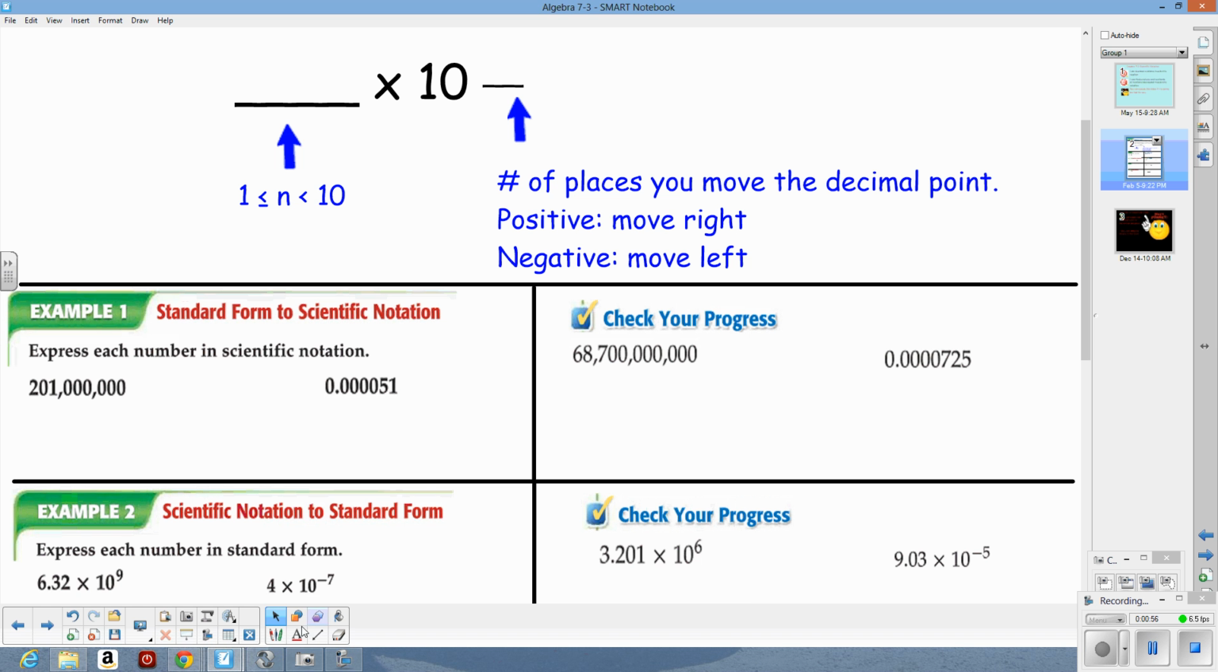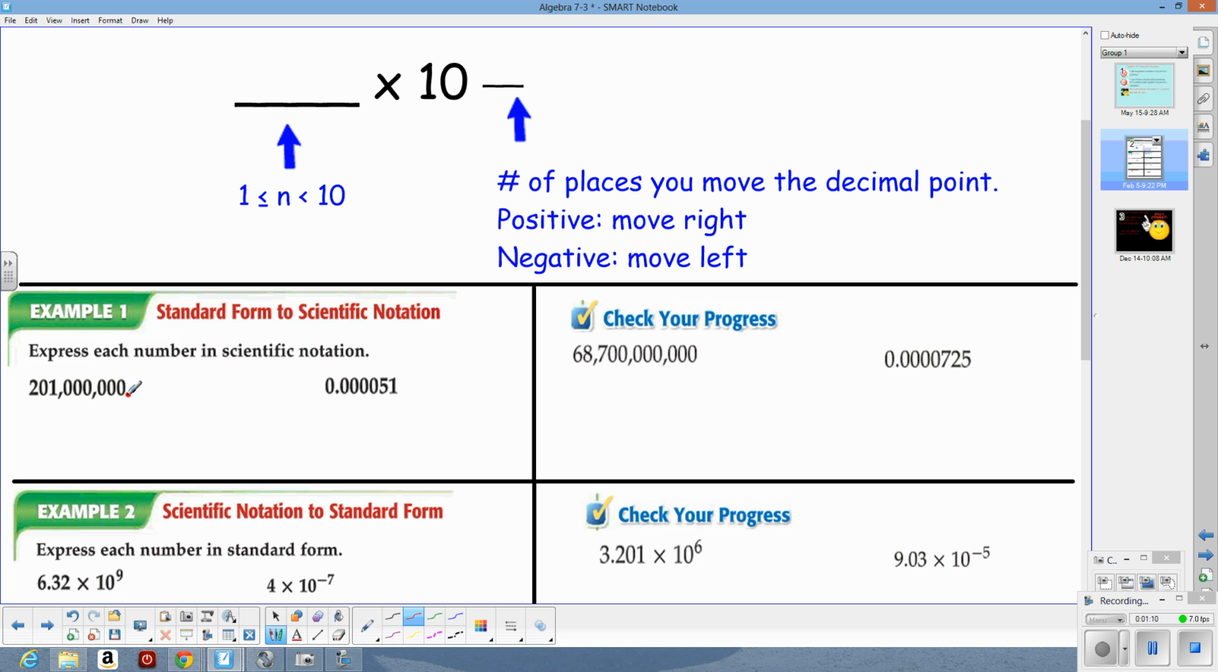In the first example, it says to express each number in scientific notation. So right now in this number, 201 million, the decimal point, if it's not written in the problem, is at the end. So we're going to take that decimal and move it until we have a number that is at least 1 but less than 10. So we're going to move it between the first and second number. I like to think of the decimal point as the steering wheel, and you can only have one driver. There should be one person at the steering wheel. All the rest are passengers.